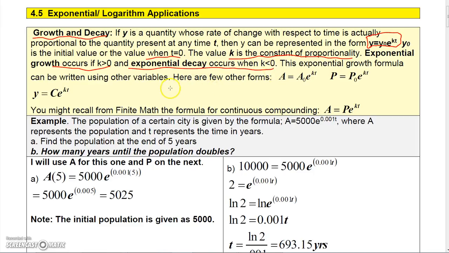This exponential growth formula can be written other ways. Here you could say A equals A naught e to the kt, where A naught would be the initial value. Here you could say P equals P naught e to the kt, where P naught is the initial value. Sometimes you might even see y equals C e to the kt, where C is the initial value. And this might remind you of the continuous compound interest formula in finite math, if you've taken finite math, where you have P times e to the kt.